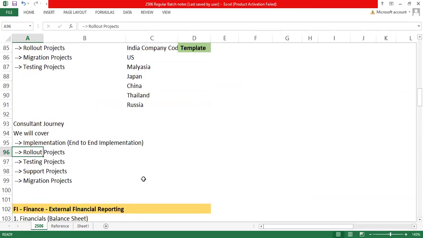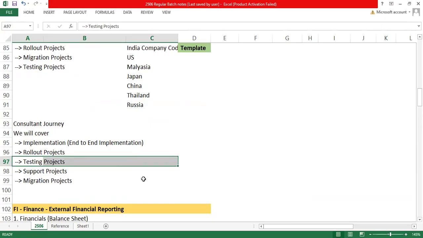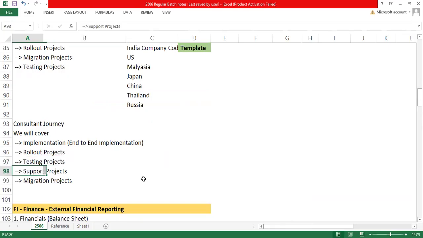Then other projects are called rollout projects. And we also have a requirement where we need to thoroughly test each and every configuration that we are moving to production, which we call a testing project. And support projects: once you're done with all the implementation and hand over your system to your business, from there on, they need support throughout the life. That is called support projects, and migration projects.